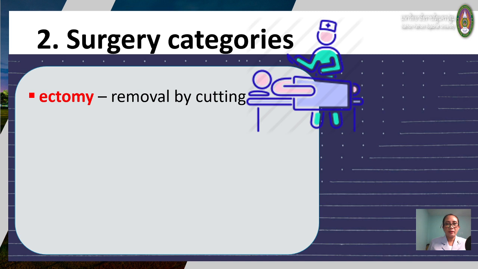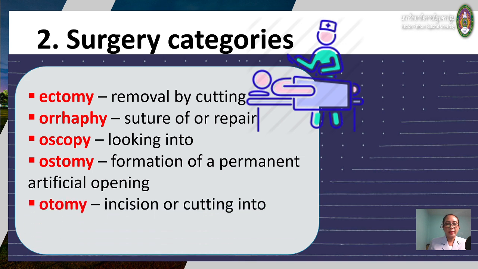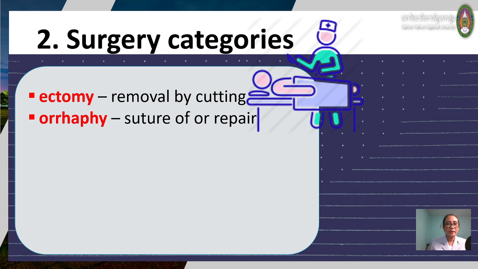The categories of surgery include ectomy, oraphy, oscopy, ostomy, and otomy. Also, we have plasty. First, we will discuss what is ectomy. Ectomy, this is the removal by cutting. Let's say the removal of the appendix. So part of an appendix is being removed or cut, and it is called appendectomy.